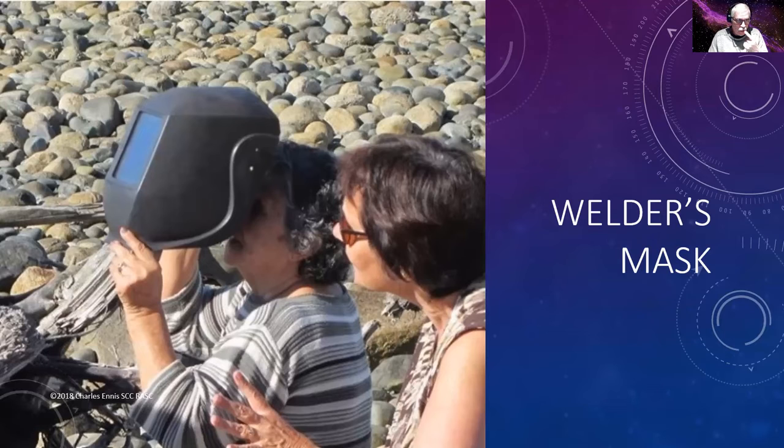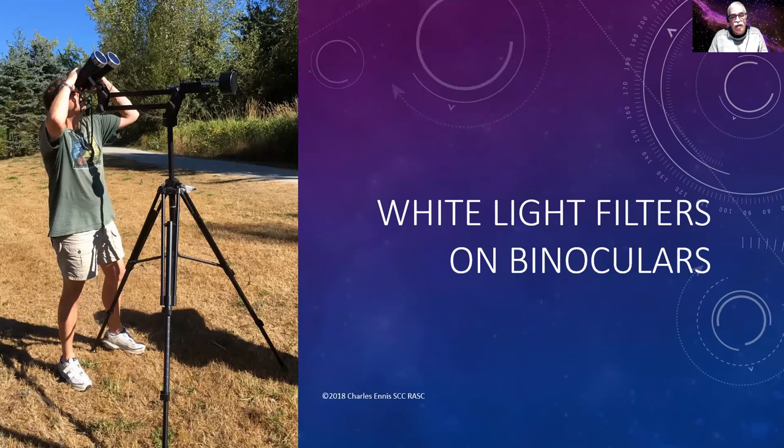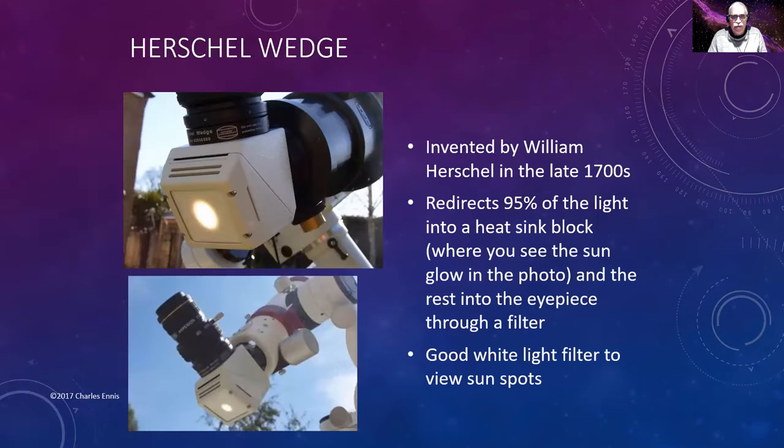This is somebody at an event viewing a solar eclipse, and they're using a welder's mask. That works. But a white light filter, at the very least, which you put at the front end of the telescope to keep most of the light from getting in there in the first place. We use that with a neutral density filter. You see one of our former members, Scott, here, using them on binoculars.